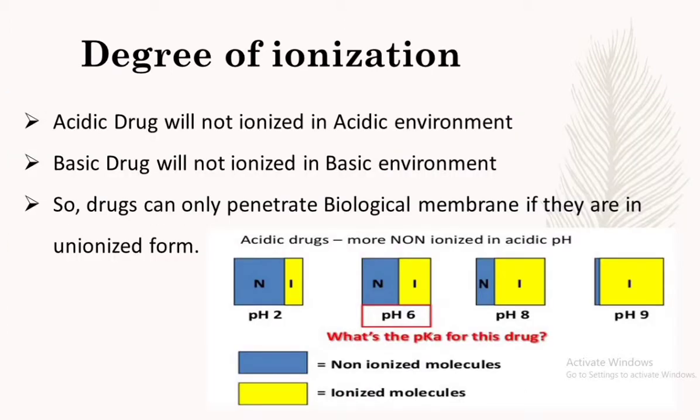Second one is degree of ionization. As you already know, all drugs are either weak acid or weak base. Our blood pH is around 7.4, which is slightly basic, so the maximum of the drug gets ionized in blood. So a drug can only penetrate a biological membrane if it is in unionized form. You can see the picture here. An acidic drug will not ionize in an acidic environment, whereas a basic drug will also not ionize in a basic environment. So the lesser the ionization, the higher will be the drug distribution.